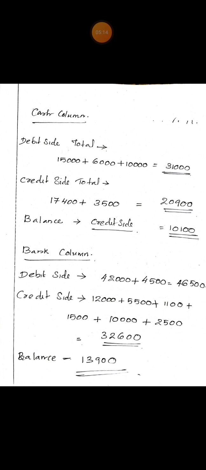Next, balancing of bank column. Debit side total of bank column 42,000 plus 4,500 equal 46,500. Credit side of bank column 12,000 plus 5,500 plus 1,100 plus 1,500 plus 10,000 plus 2,500 equal 32,600. In this case, debit side total is more than the credit side total. So the balance will arise on credit side. Balancing figure 13,900.